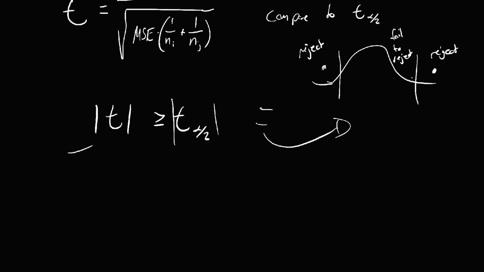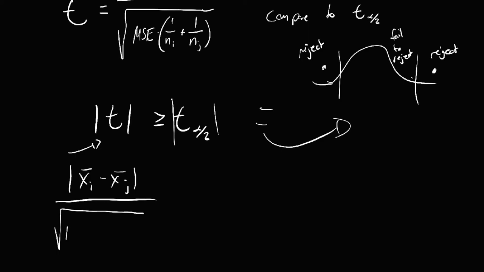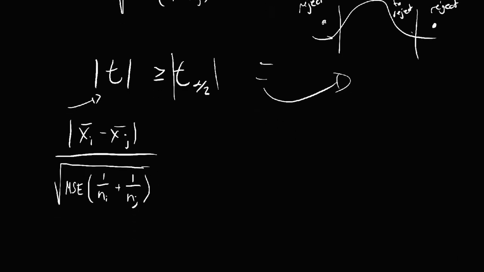So what I'm going to do is just write my full term here, the absolute value of x sub i bar minus x sub j bar. This is the only part that can be negative because a square root can't be negative. MSE times 1 over n sub i plus 1 over n sub j. And this is going to be greater than my cutoff, t sub alpha over 2.